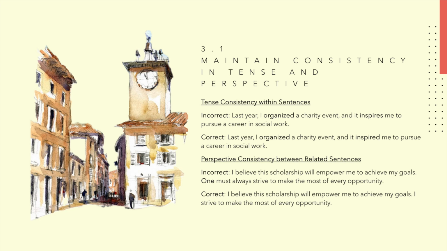Here's an example of how an inconsistent perspective can ruin the sentence. Do you see the shift? The first sentence is in first person, "I believe" and "my goals," but the second sentence switches to third person with "one must." This change feels disconnected and awkward. To fix it, we can keep everything in the first person, like this. Now, both sentences are connected and personal, making the message much stronger.